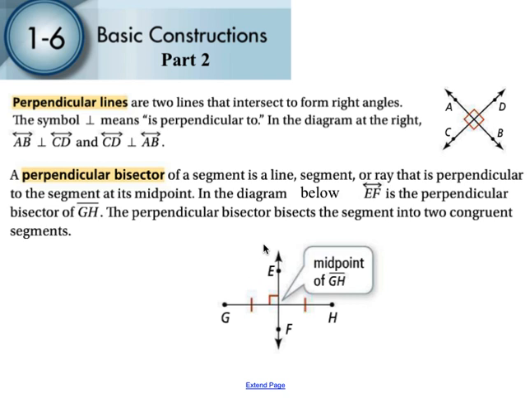A perpendicular bisector of a segment could be a line, a segment, or a ray, and it's perpendicular to the segment at the midpoint. So this allows us to bisect the segment in half, find the midpoint, and also find a 90-degree angle, so that the line is perpendicular to the segment.